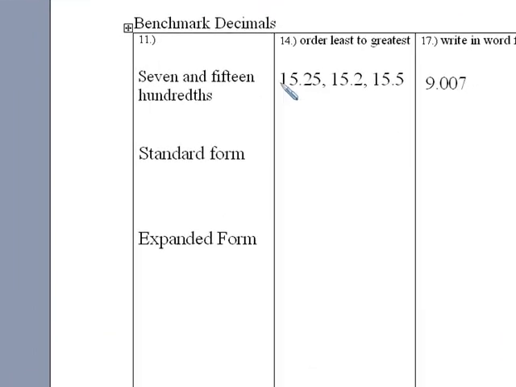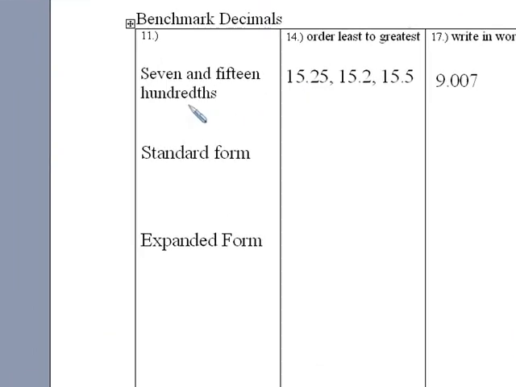Homework tonight is on page 94. We're going to start with number 11. The directions are to write each decimal in standard form, expanded form, and word form. For number 11, it gave you the words 7 and 1500ths.